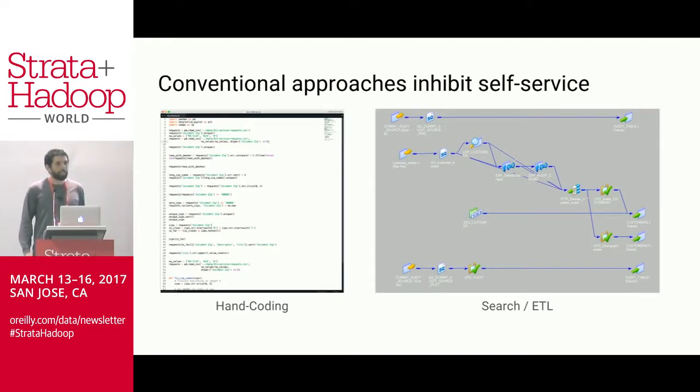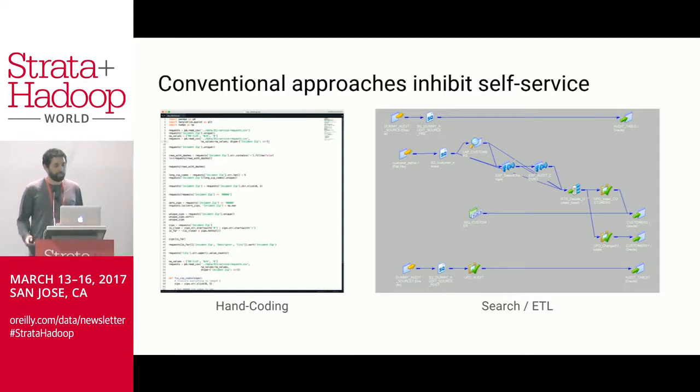So we looked at the conventional approaches of doing this. I'd say there are two that are the most common. Probably by far the most common today still is hand coding, so writing scripts in languages like Java, Python, Perl. In the big data ecosystem, this could be Hive or Spark. Or using visual mapping tools, log search tools, or ETL tools.